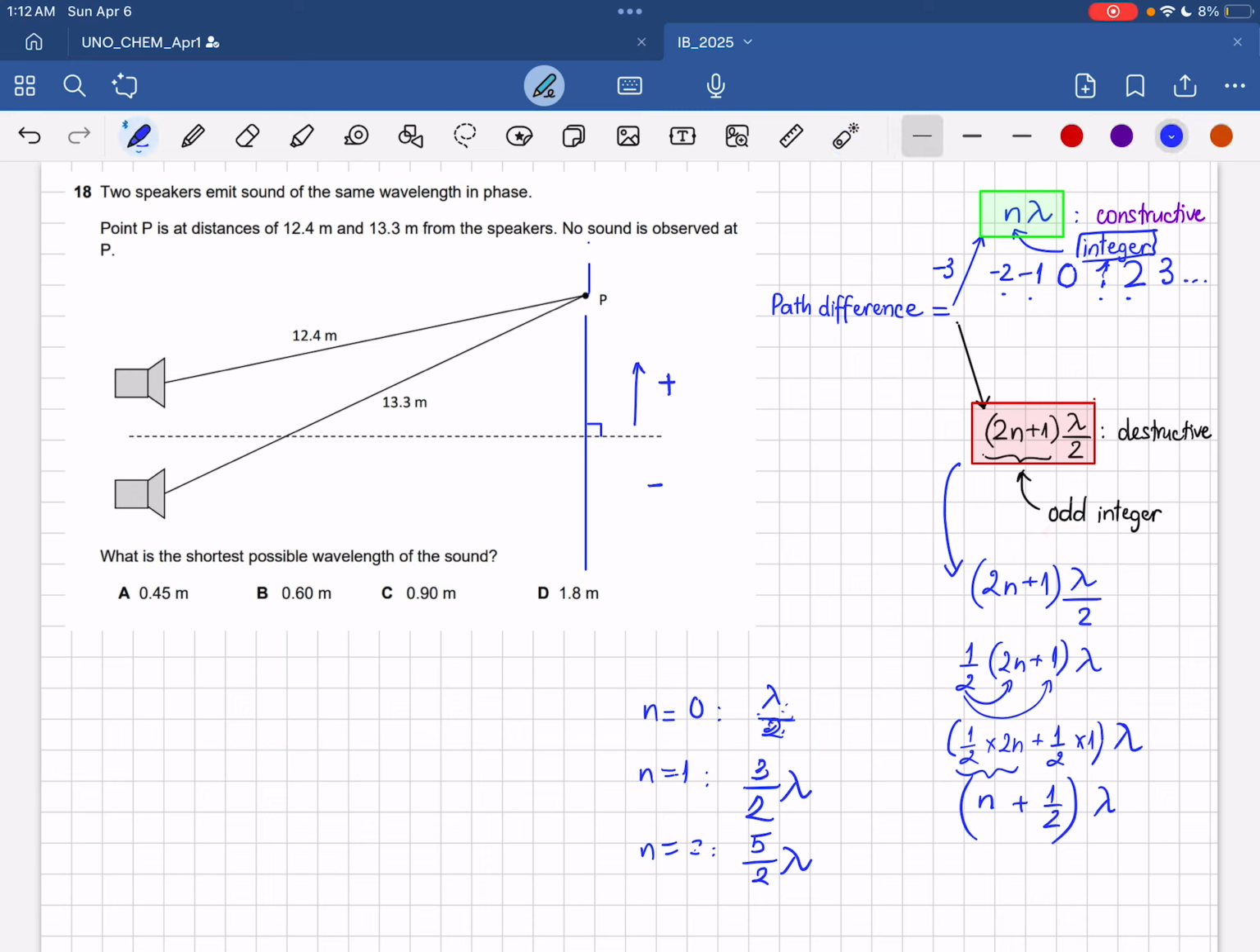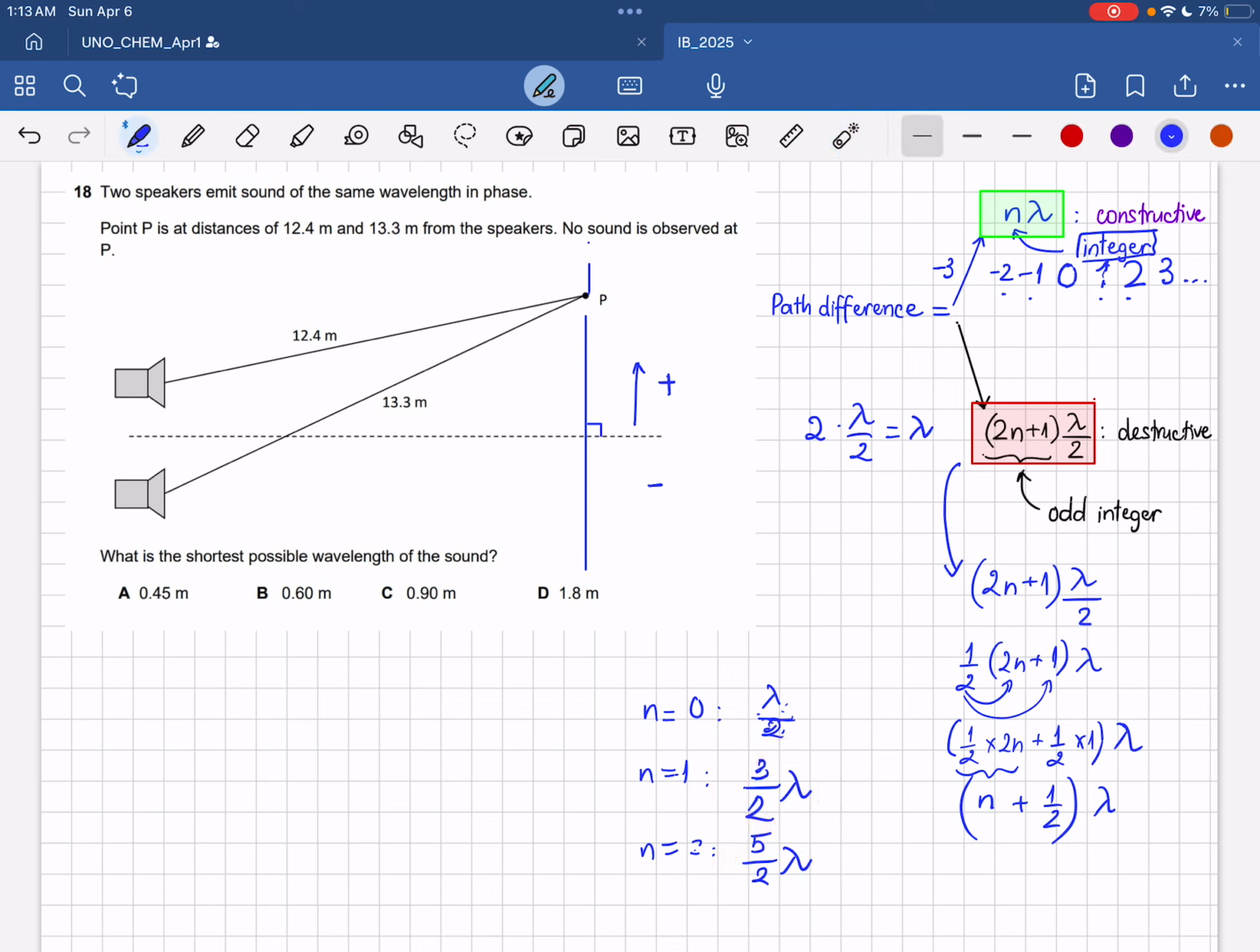Why? Because if you forget and just take it, it can be an even integer times half of a lambda, and then this one just equals a lambda. It then turns out to be a whole integer times lambda, which should be the case of constructive interference. So it can never be an even number here if you use this kind of form. Just remember it's somewhere like half an integer of the lambda to be destructive.